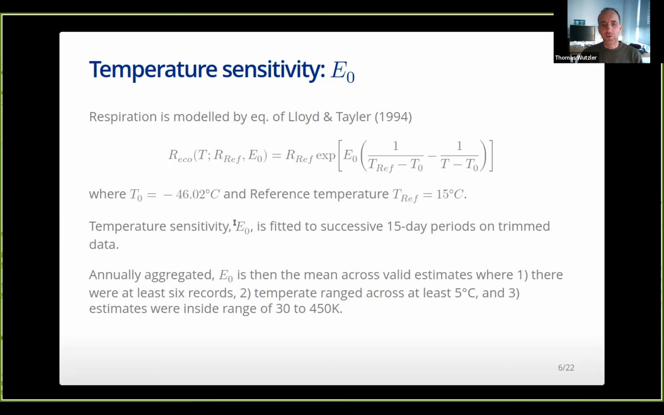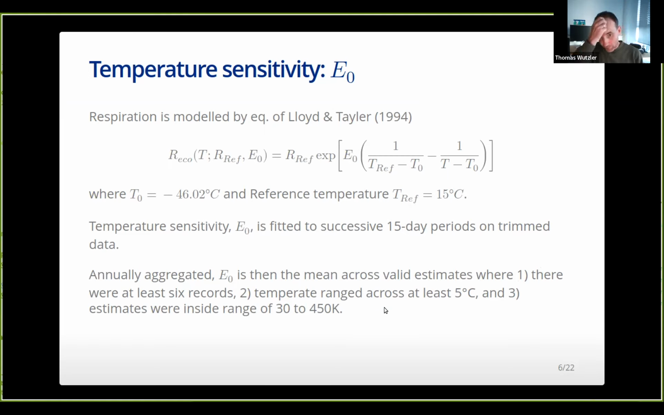And this temperature sensitivity E0 is fitted in successive 15-day periods. To make it more robust, it's refitted after outliers, extreme values in respiration and temperature, are removed. Then you have E0 for each 15 days, and you have an annually aggregated temperature sensitivity by taking the mean across the three best values. The three best values are determined by conditions: if there are enough records, if they have a large temperature range, and also that the estimated temperature sensitivity is reasonable.